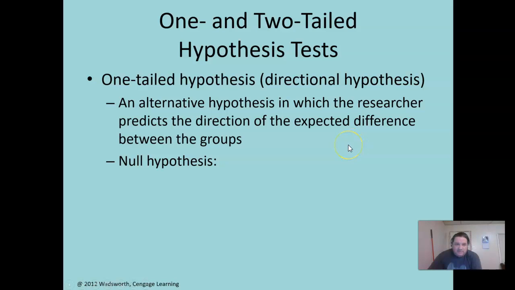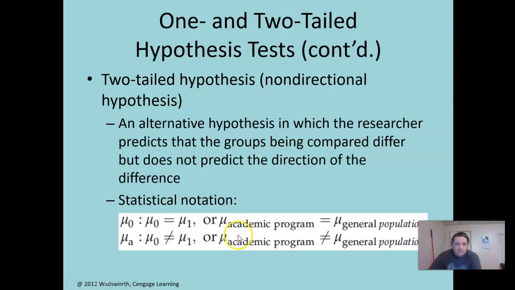One- and two-tailed hypothesis tests. A one-tailed hypothesis test, a directional hypothesis, is an alternative hypothesis in which the researcher predicts the direction of the expected differences between the groups. A two-tailed hypothesis is one in which the researcher predicts that the groups being compared differ, but does not predict the direction of the difference. It's harder to predict the direction. So because this one doesn't predict the direction, it's easier to get.